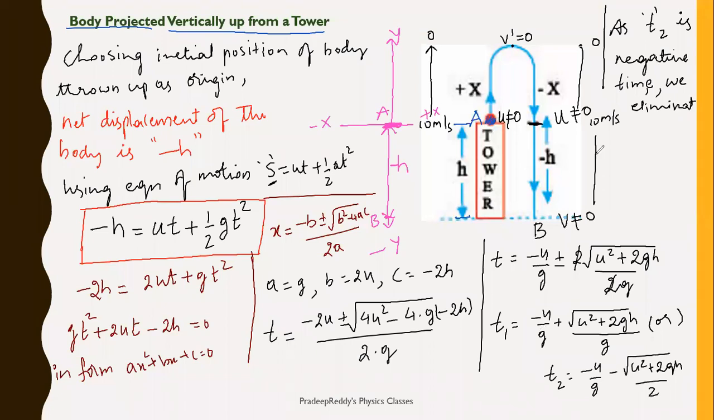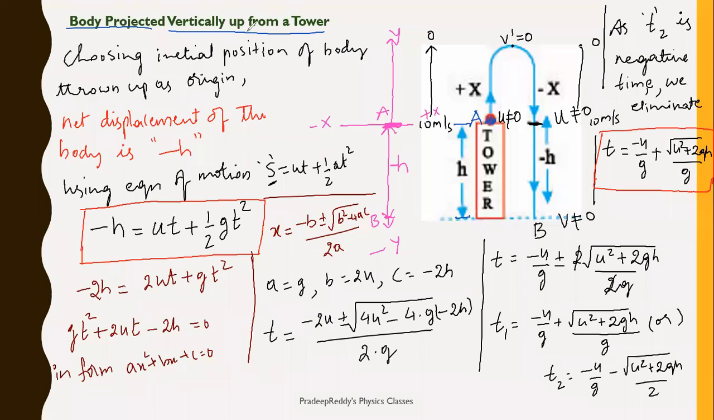So what is the final expression for time? That is T is equal to minus U by G plus under root U square plus 2GH divided by G. This is the final expression for time taken by body from top of a tower of height h. So once the time is calculated, you can take that time and substitute in this expression so that you will be getting initial velocity.